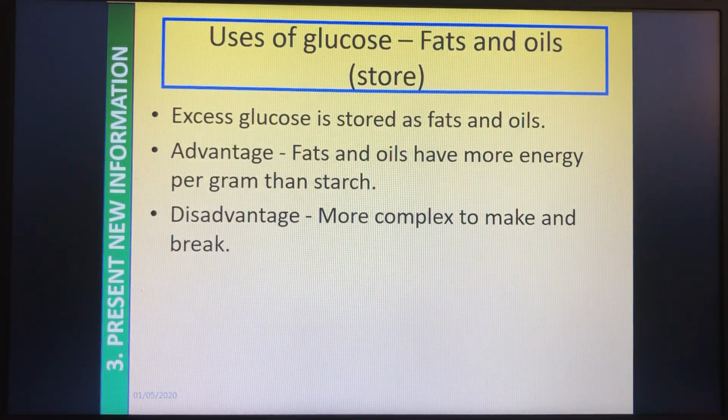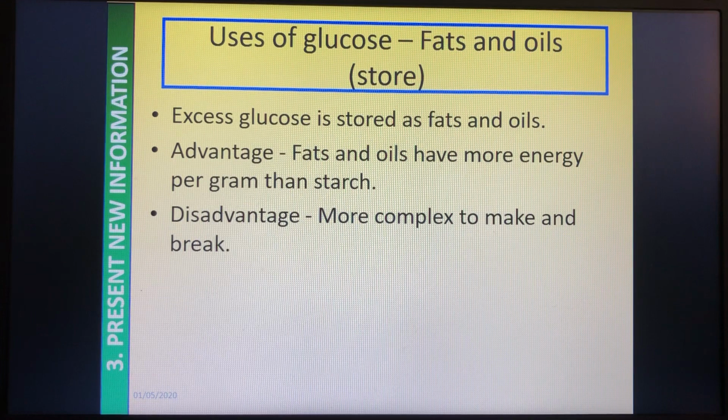So fats and oils then. Again, the plant has done photosynthesis, it has produced the glucose, and some of it is stored as fats and oils. Think sunflower oil, think olive oil. They come from the plant in those fat stores, okay, the sunflower seeds, the olives. The advantage is that they have loads and loads of energy, more energy stored than in starch, okay, so that's a good thing. But they're difficult to make and difficult to break.